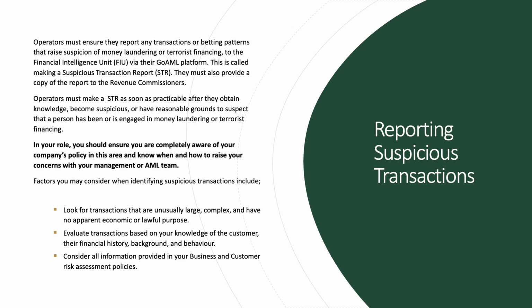Gambling operators must ensure that they report any transactions or betting patterns that raise suspicion of money laundering or terrorist financing via their online GoAML platform to the Financial Intelligence Unit, which is located in the Garda National Economic Crime Bureau. This is called making a suspicious transaction report. They must also provide a copy of the report to the Revenue Commissioners.